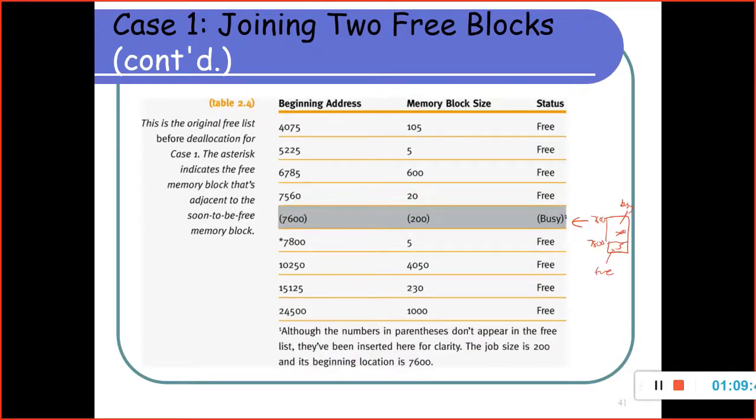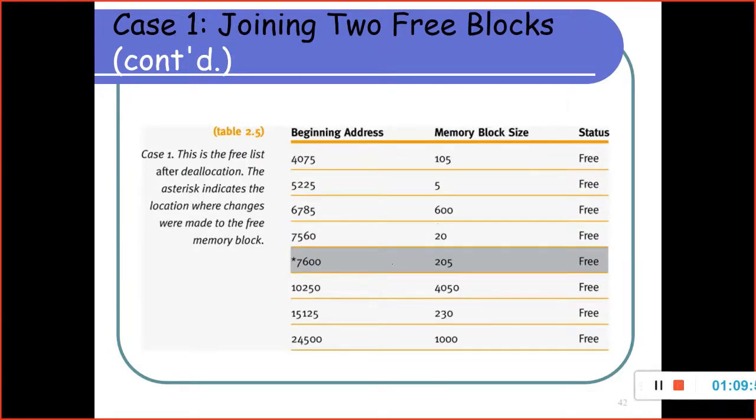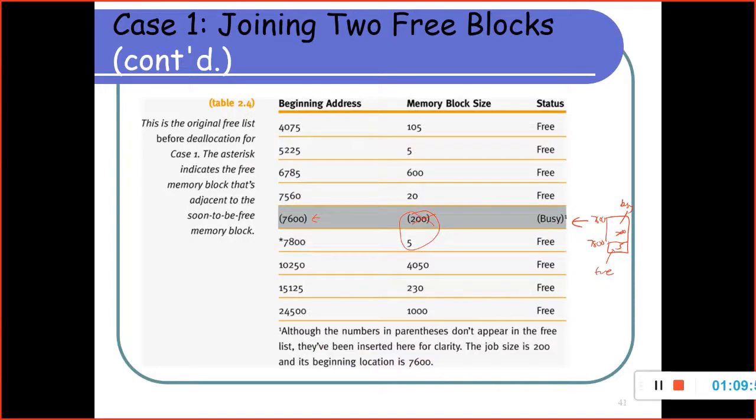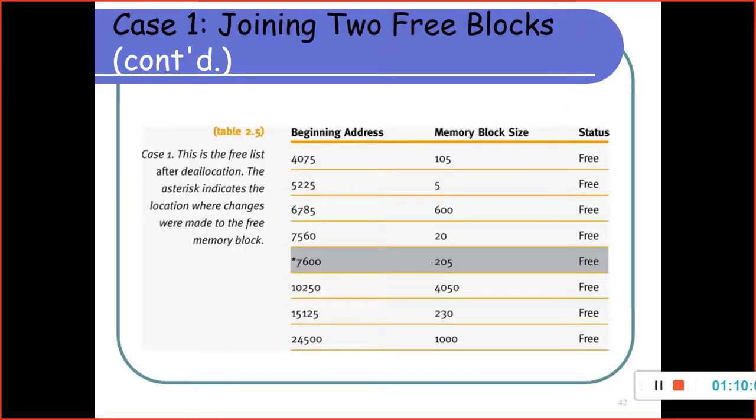So if this 200 is already free, meaning finished, you just combine it with the 5, giving 205 beginning at the address location 7600. Before, 7600 was busy; after the job finishes processing, it becomes free again with 205, the combined size of the original memory block at location 7600.